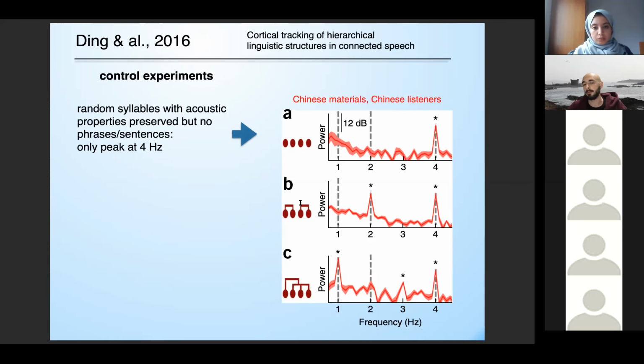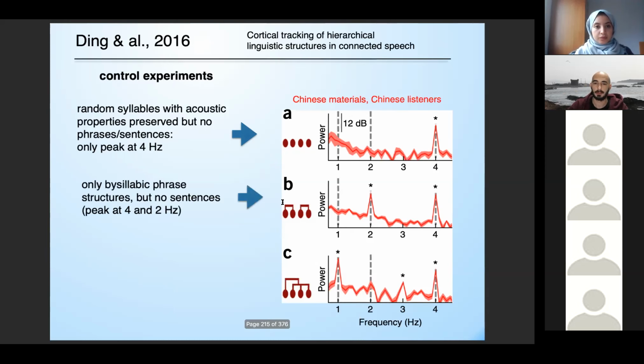And then you want to say, okay, so let's see if we only have bisyllabic phrases, but no sentences composed by 4 syllables, do we elicit the 2 Hz peak, the one that is synchronized to the phrase? Guess what? They found it. Adopting only bisyllabic phrase structures, they elicited the 2 Hz and 4 Hz cortical activity, but no activity at 1 Hz. So no activity tracking sentences, as there were no sentences.